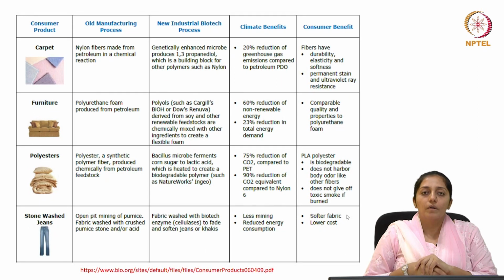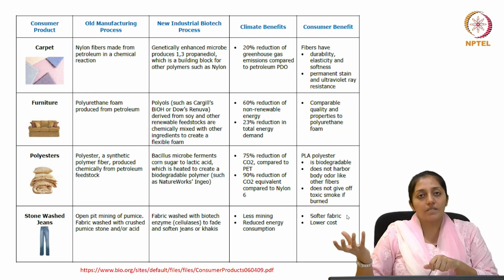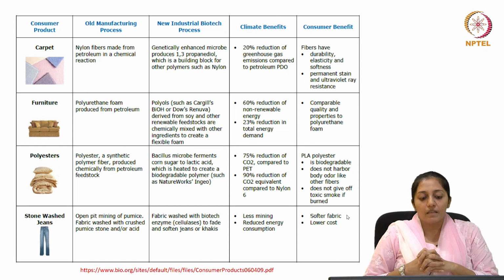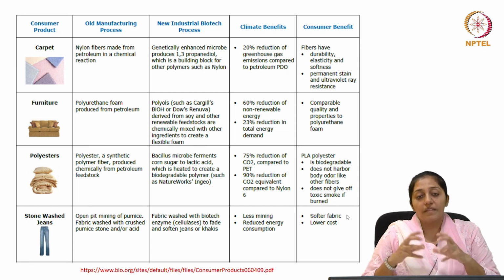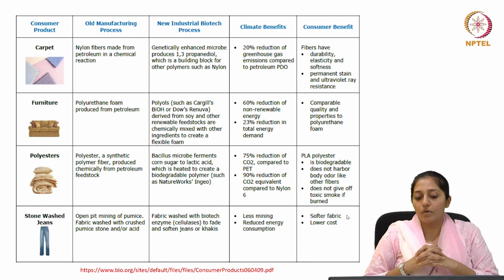Now talking about the use of polymers. Nylon, which is a well-known polymer and has very frequent use in our lives, can also be produced via genetically modified organisms which produce 1,3-propanediol, which forms the building block of nylon. Then polyols, which can replace polyurethane foams. Now they can be produced using renewable feedstocks from certain microorganisms, which can then be chemically mixed with other ingredients to create flexible foams for use.